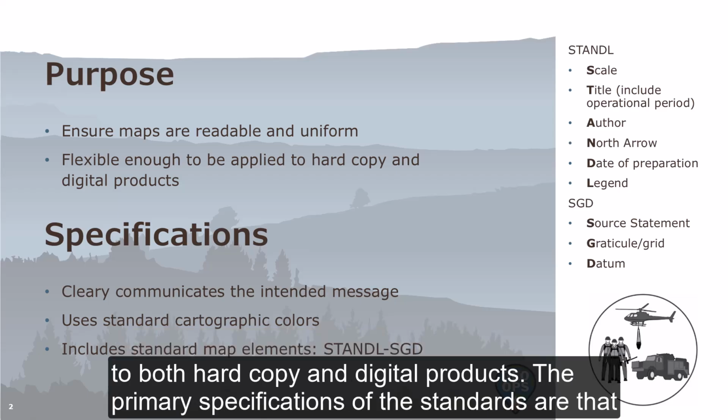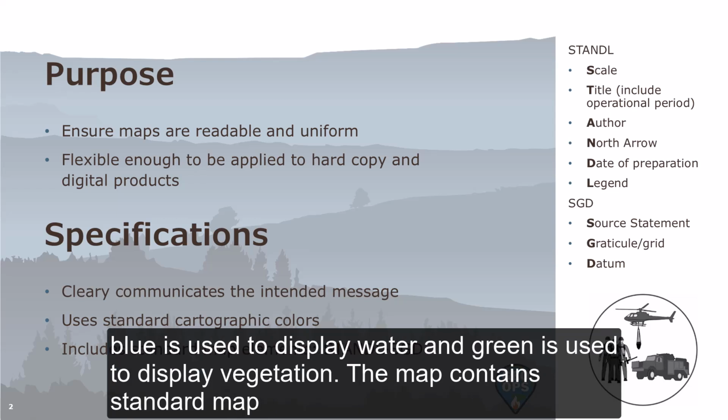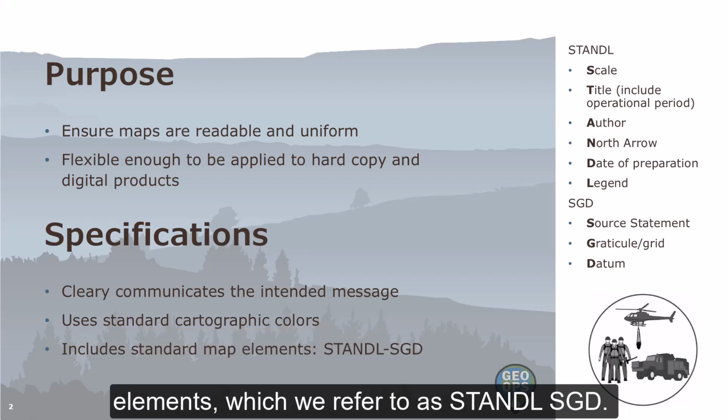The primary specifications of the standards are that the map clearly communicates the intended message. Standard cartographic colors are utilized. For example, blue is used to display water, and green is used to display vegetation. The map contains standard map elements, which we refer to as STANDL SGD.